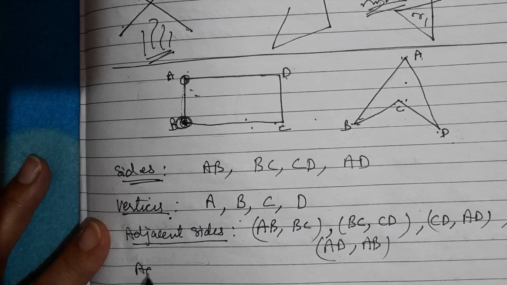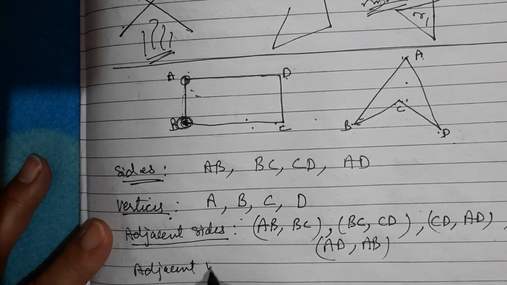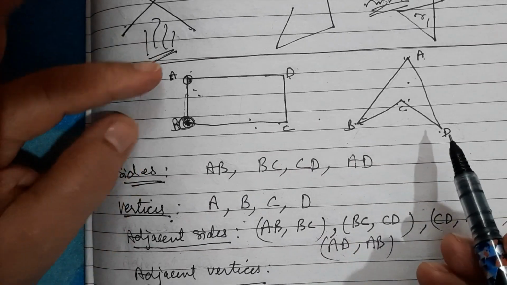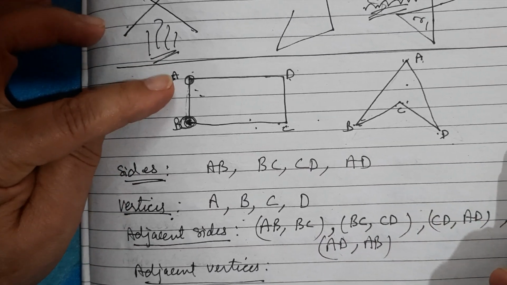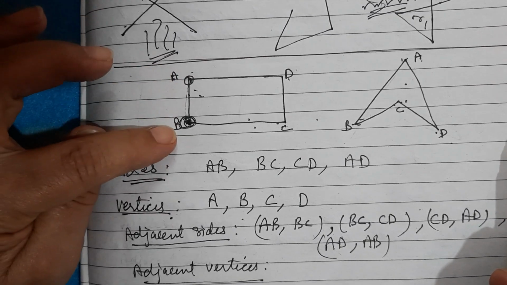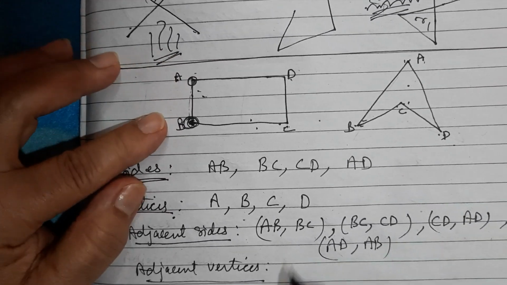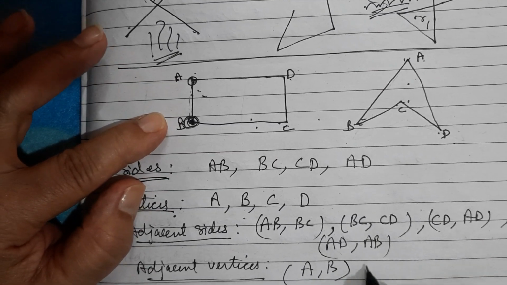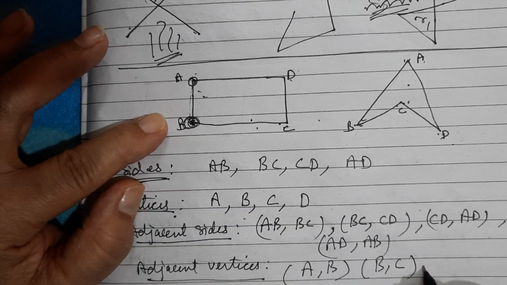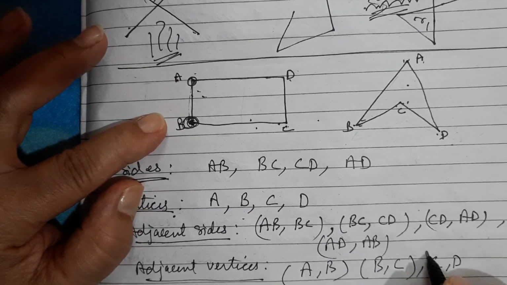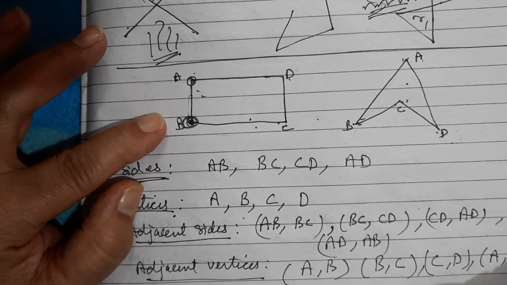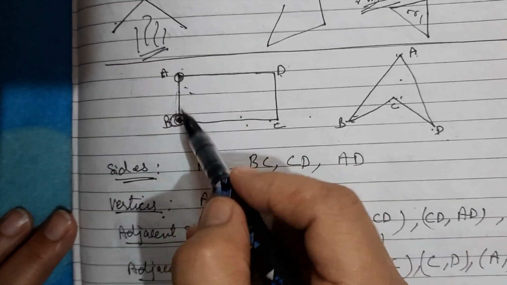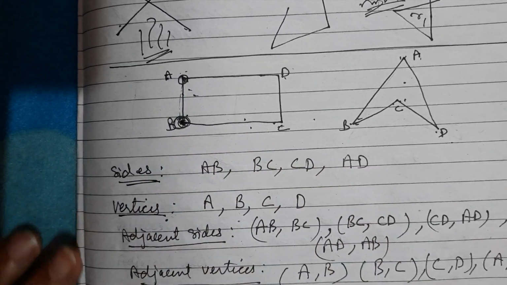Then we have adjacent vertices. Adjacent vertices means like A is a vertex, so the next vertex is B. So A and B are adjacent vertices, B and C are adjacent, C and D are adjacent, and A and D are adjacent. So these are adjacent vertices. By joining adjacent vertices, it becomes a side.